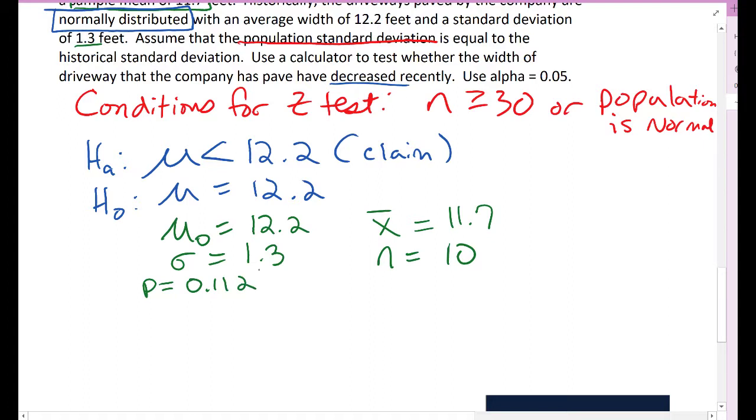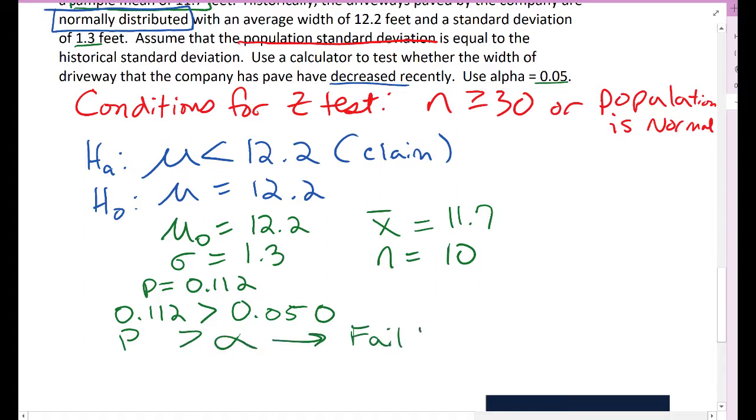Now to complete this, let's go ahead and make a decision. And so now it becomes just like we did in the last video. To make your decision, you take your p-value of 0.112 and you compare it to your alpha, which they tell us to use 0.05. I'm going to add an extra 0 because it's legal. We could do it. How does 112 compare to 50? 112 is greater than 50. So our p-value is greater than alpha, which means we should fail to reject the null hypothesis.